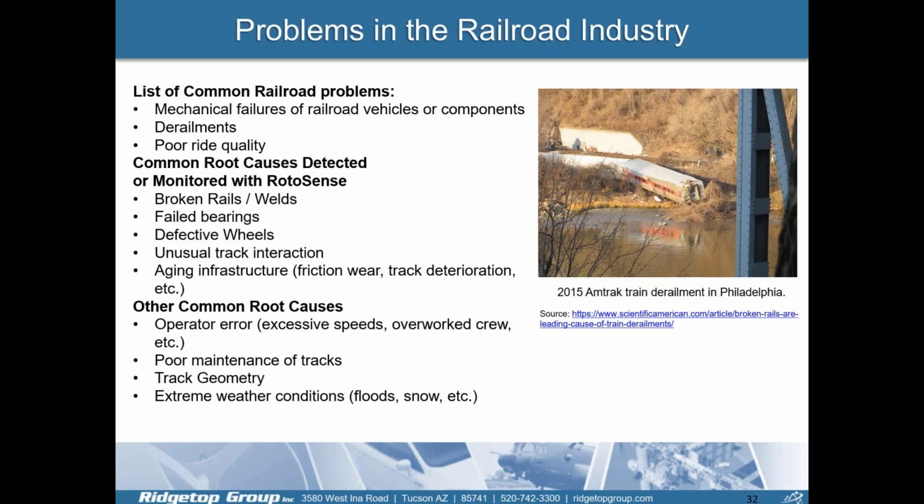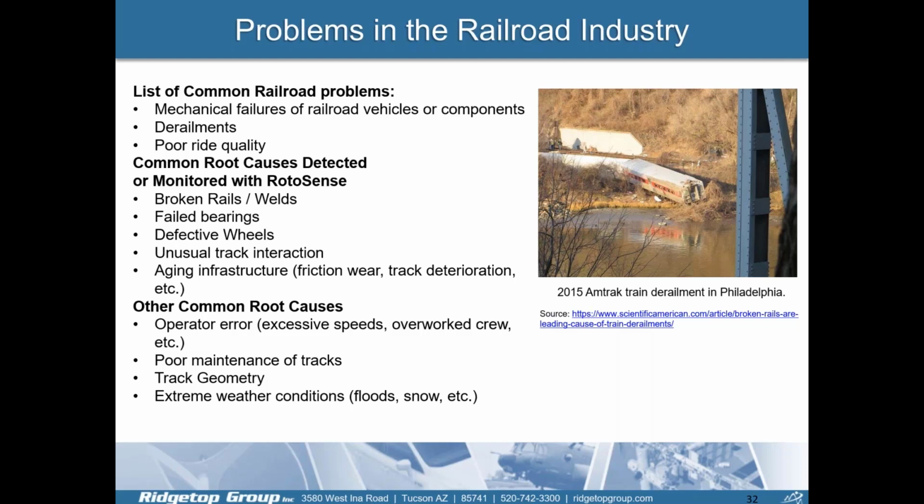So why did we go after this particular application area? There are several different problems in the railroad industry. A list of the most common railroad problems are mechanical failures of railroad vehicles or components, and poor ride quality, which both contribute to derailments down the line when these types of failures accumulate.